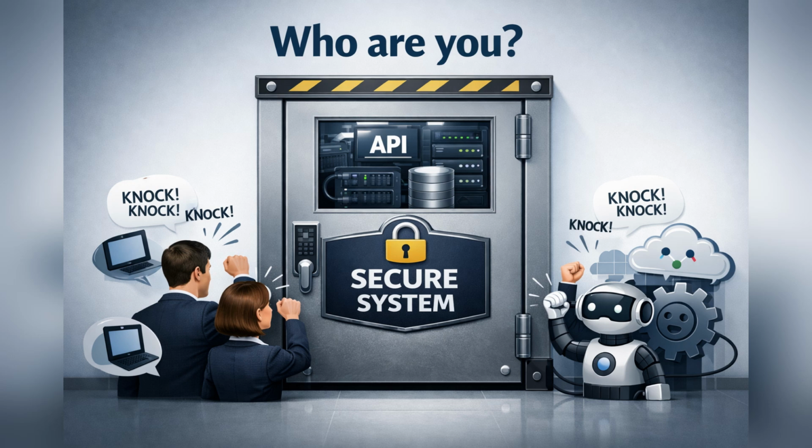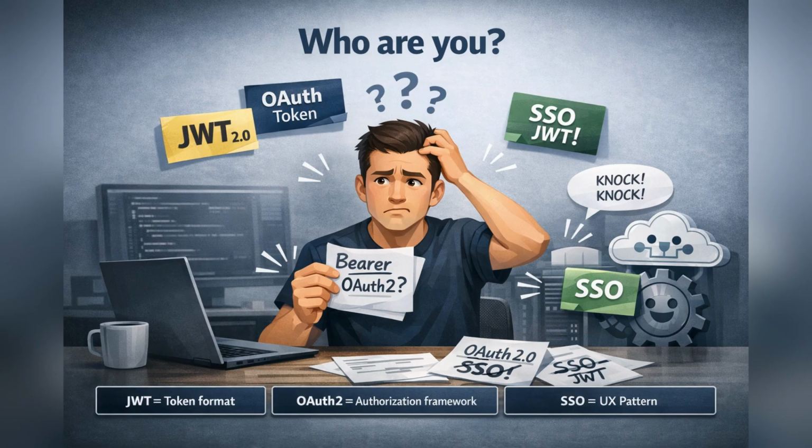It could be a real user, a mobile app, or even another service. Without verifying identity first, your system would be blindly trusting every request, which is a huge security risk. That's where authentication comes in. It acts as the system's first line of defense, making sure every request has a verified identity before anything else happens. This is where many developers get confused.